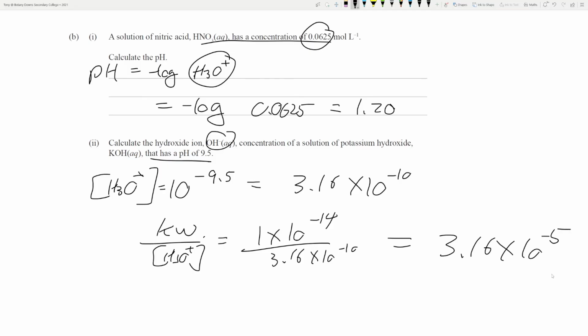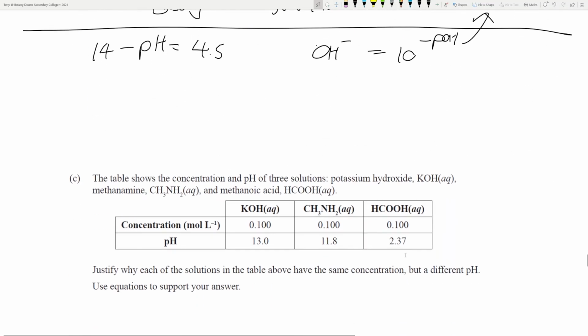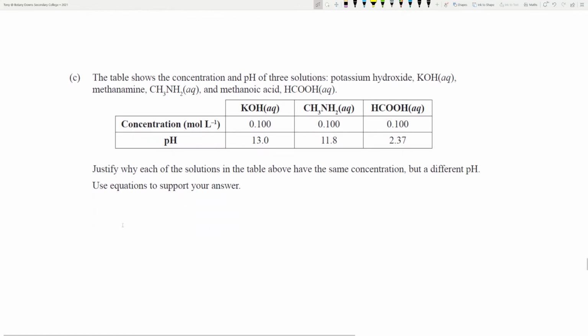Another method that you can do is simply using pH = 14 minus pOH, which gives you 4.5, and then you need to understand that OH- is just 10 to the power negative pOH. If your teacher never taught this, then don't use this method. Either one works, it doesn't really matter which one you use.